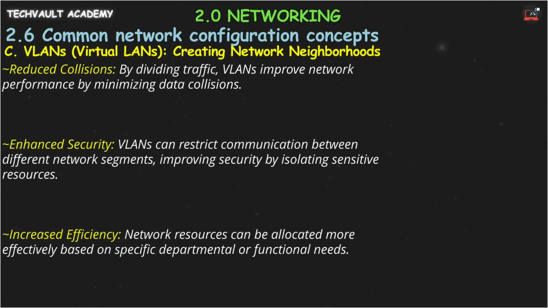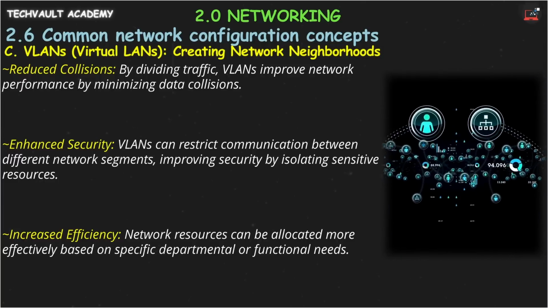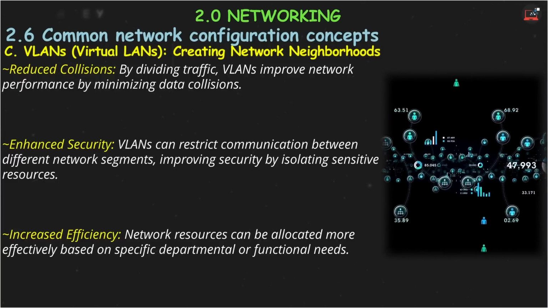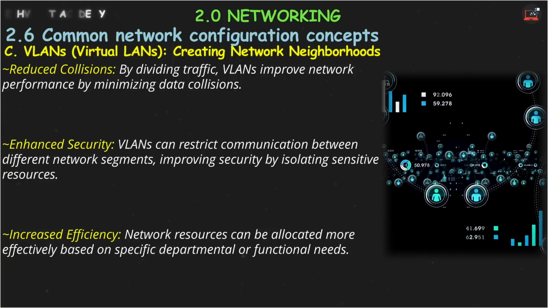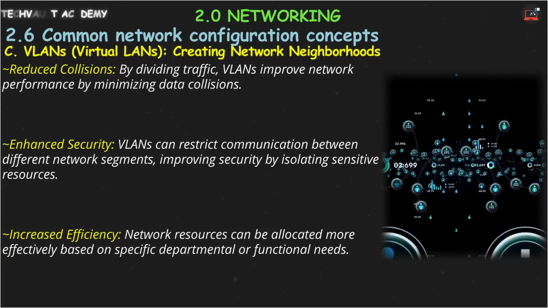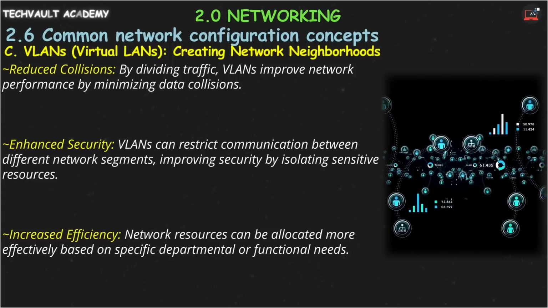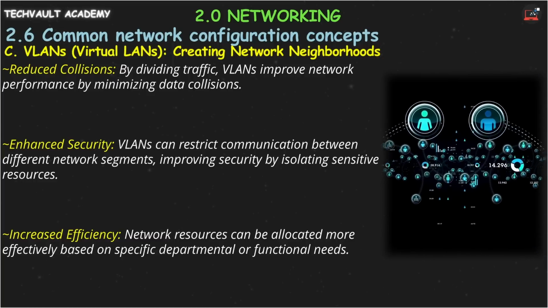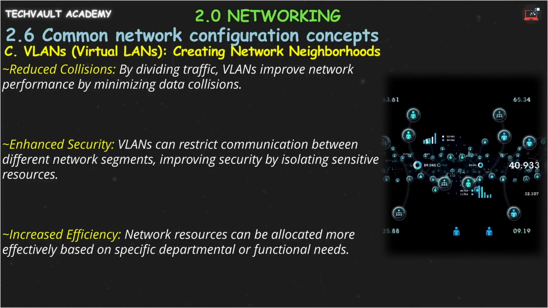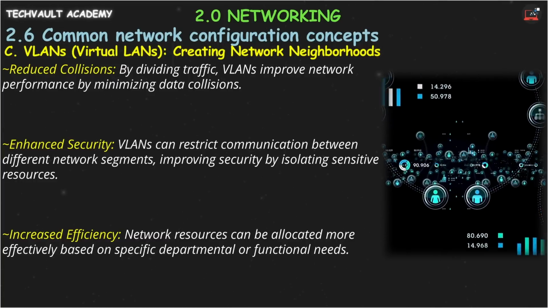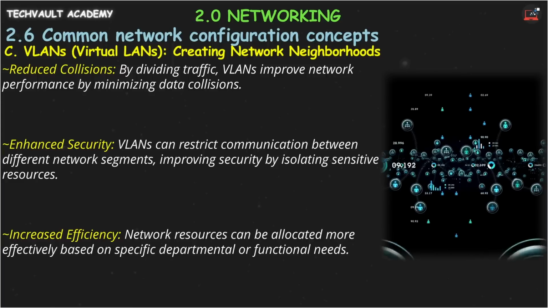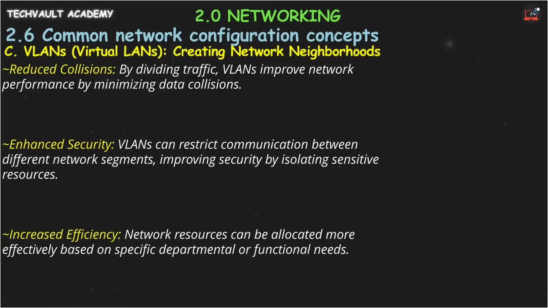Reduced collisions. By dividing traffic, VLANs improve network performance by minimizing data collisions. Enhanced security. VLANs can restrict communication between different network segments, improving security by isolating sensitive resources. Increased efficiency. Network resources can be allocated more effectively based on specific departmental or functional needs.